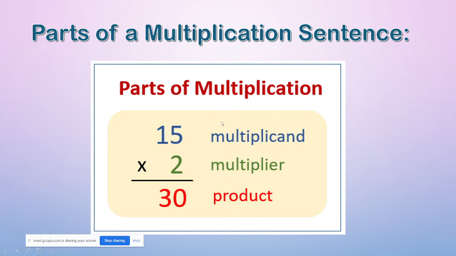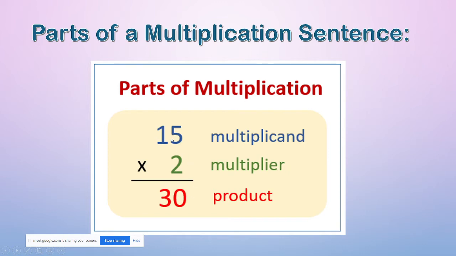Now, the parts of a multiplication sentence are, the first one is the big number, the first number. For example, here we have 15. 15 is what we call the multiplicand. Multiplicand is the first big number. But actually, you can also have the small number as the multiplicand. It's okay because in multiplication you can switch places. You can put number 2 here, you can put number 15 here. They can switch places because the answer will be the same.